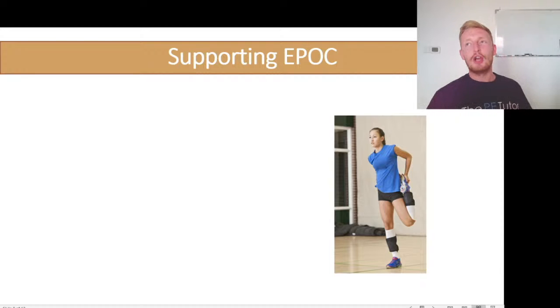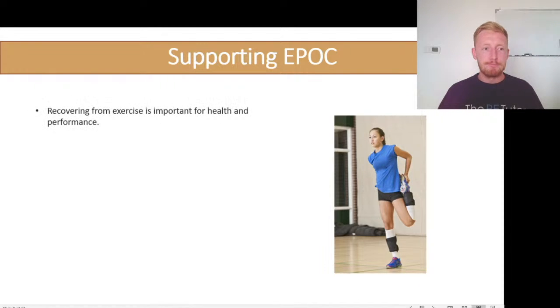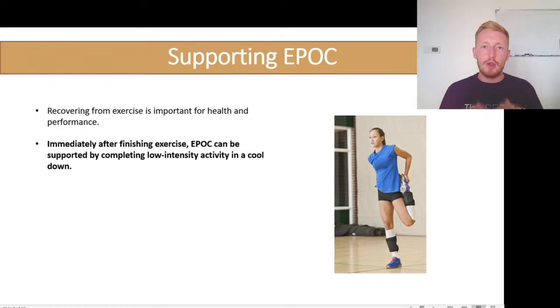So that's a lot of information about what it is, what might cause it, the deficit, the debt, and how our body responds to paying off that debt: cardiac output, respiratory system. So now, what can an athlete, or you or I, do to support this necessary EPOC? What can we do to speed up the debt repayment of oxygen? Well, we've got a cool down.